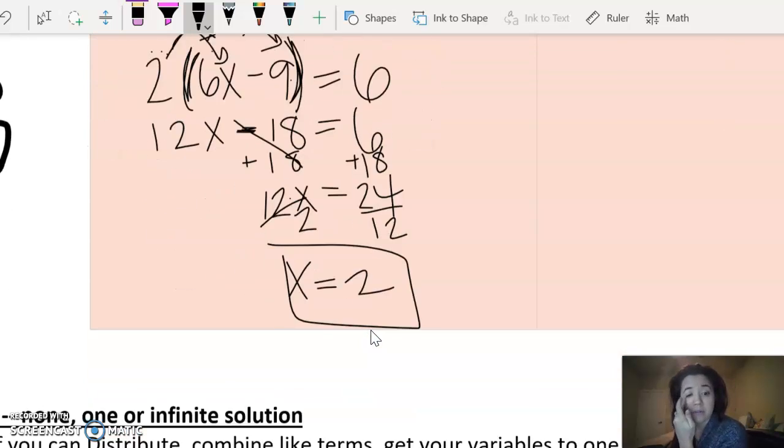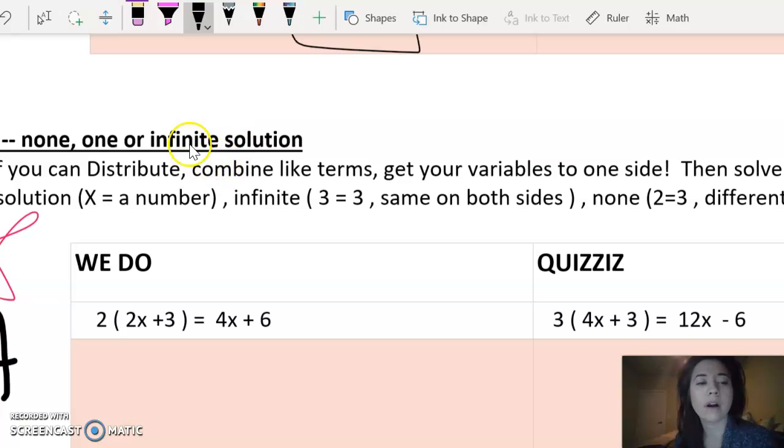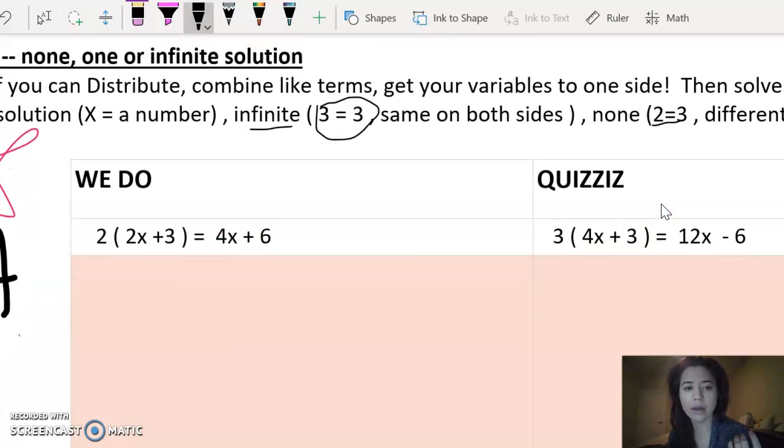All right, so there are all three solving equations, getting a little bit trickier as we went down the path. Next step, we're going to look at none, one, or infinite solutions. So remember, once we solve equations, sometimes our variables get canceled out. And when that happens, if we have the same number on both sides, that means we have infinite solutions. If we end up with just like 2 equals 3, that is no solution because 2 does not equal 3.